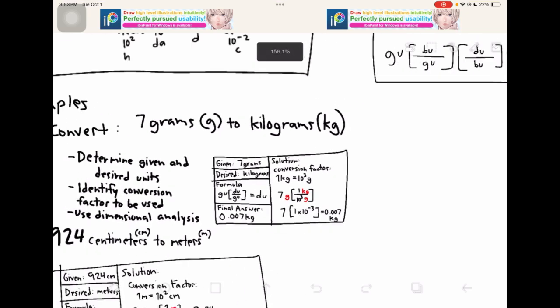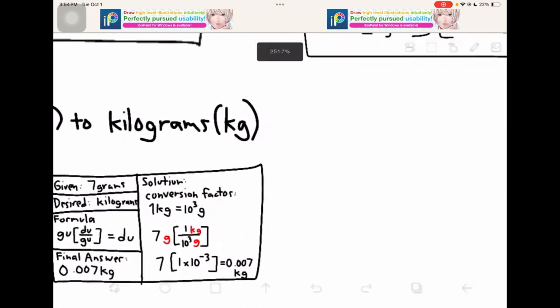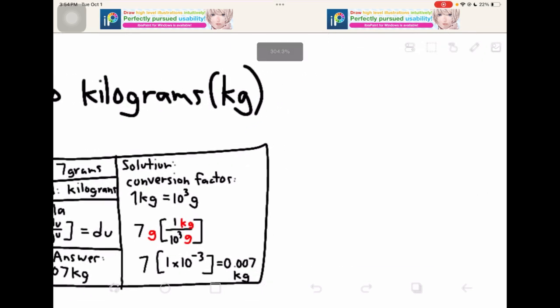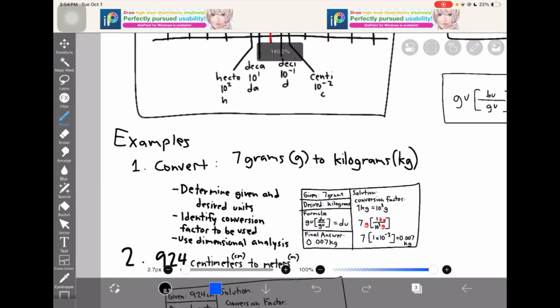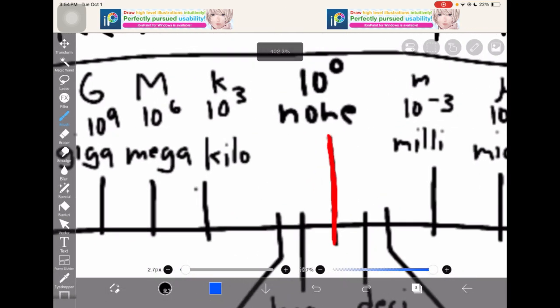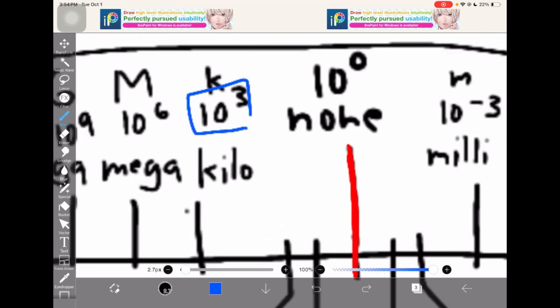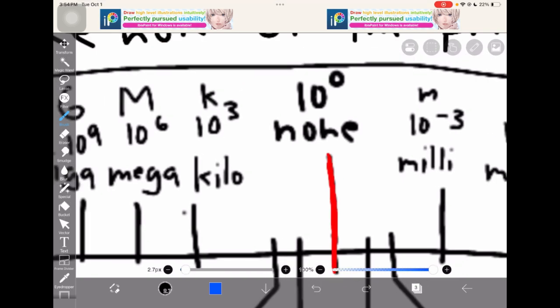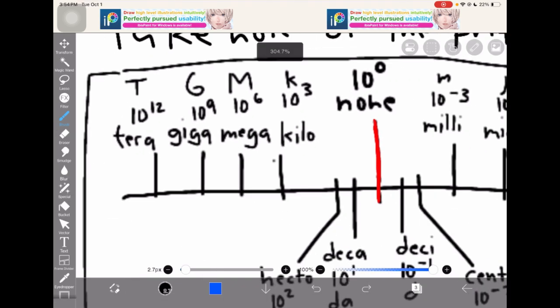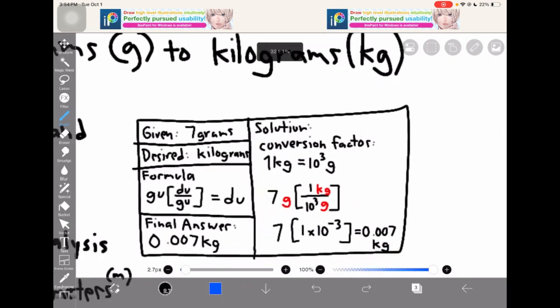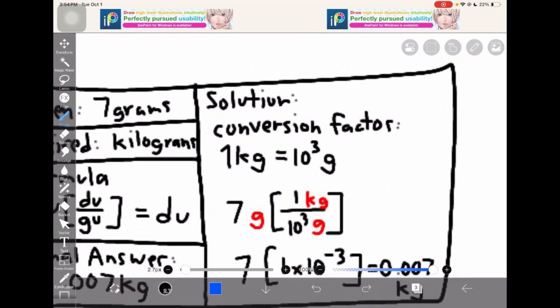So 7 grams to kilograms. You can just substitute the given unit and desired unit. As we can see over here, first we find the conversion factor. We know that 1 kilogram is equal to 10 raised to 3 grams because that's just the base unit. You can just subtract the numbers here, so 3 minus 0 is 3. Just like how 1 megameter is equal to 10 raised to 3 kilometers, because 6 minus 3 is 3. That's very simple. So we now know that 1 kilogram is 10 raised to 3 grams, so we can just substitute here.